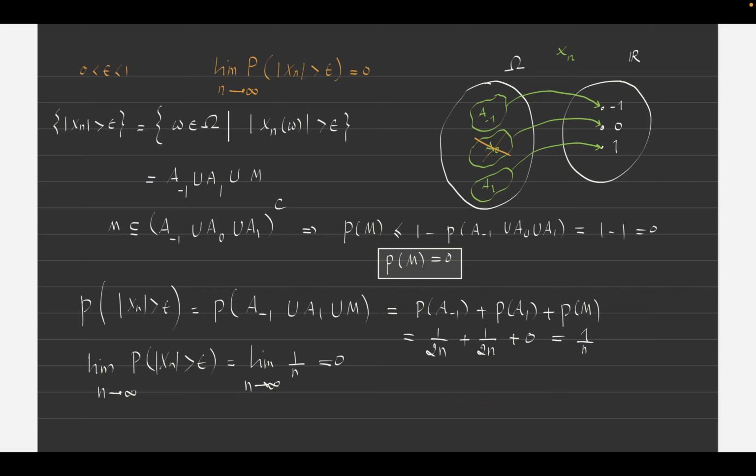Okay? So now let us go to the second part of the problem. For the second part of the problem, what we want to show is that this sequence converges to 0 in r mean. And of course, r is a positive given number.